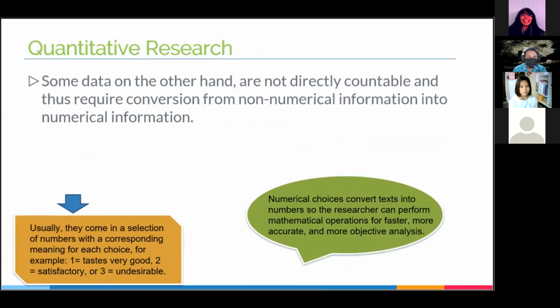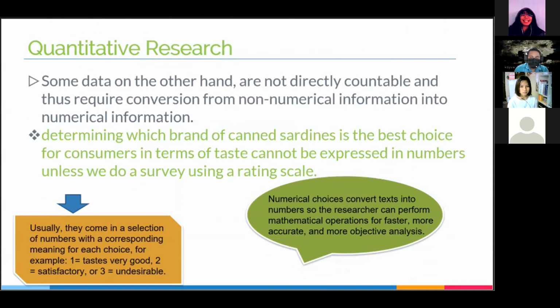Next, quantitative research again. Some data in quantitative research are not directly counted and thus require conversion from non-numerical information into numerical information. Ito yung example na hindi directly nakacount: determining which brand of canned sardines is the best choice for consumers in terms of taste. In terms of taste, it cannot be expressed in numbers, unless we do a survey using a rating scale. Paano mo malalaman kung which brand ng canned sardine is the best choice in terms of taste? Kung gagawin mo siya quantitative, paano? Di ba nga numbers kailangan.